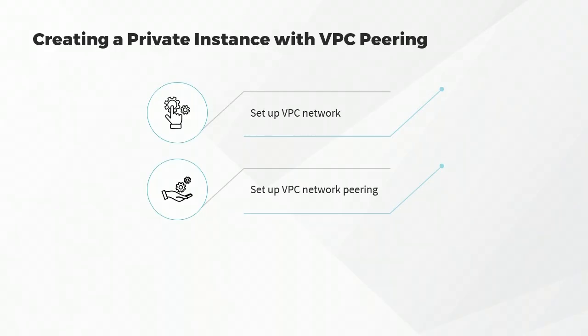So your instance needs to be created in its own VPC, and you might need to set up a VPC network peering to connect with the source and the sink that you use in your pipeline. So this is what's important after we've set up our VPC.